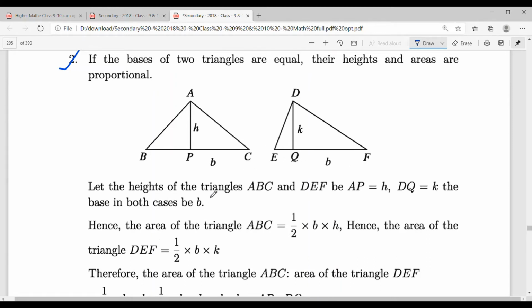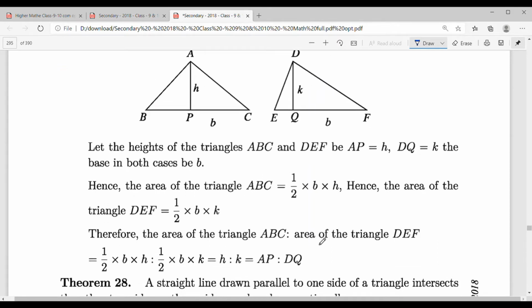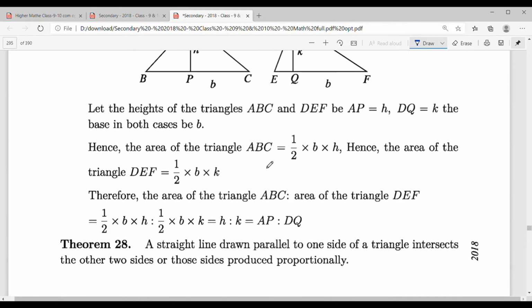Hence, the area of triangle ABC is equal to half of B into H, and the area of triangle DEF is equal to half of B into K, and the ratio of their areas is equal to half of B into H is to half of B into K, and cancelling B and half we get H is to K. That means areas are proportional to their heights. Clear? I hope it is.